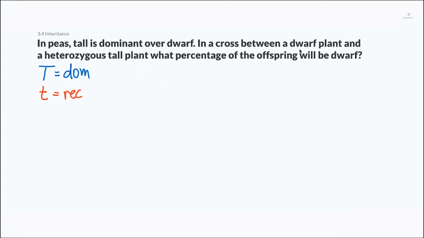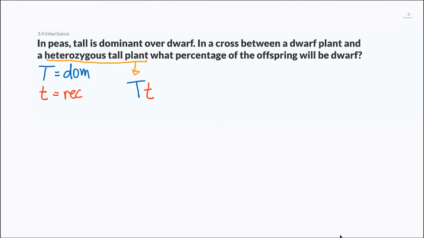In a cross between a dwarf plant and a heterozygous tall plant, so a heterozygous tall plant, that means I'm going to use a different color here. So heterozygous tall plant, this guy is going to be heterozygous, right? So one dominant, one recessive. This is what heterozygous means. And it's tall because of the dominant tall allele.